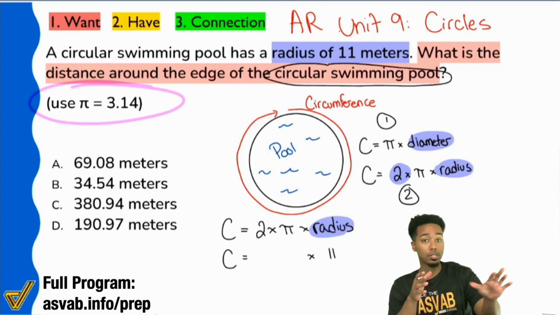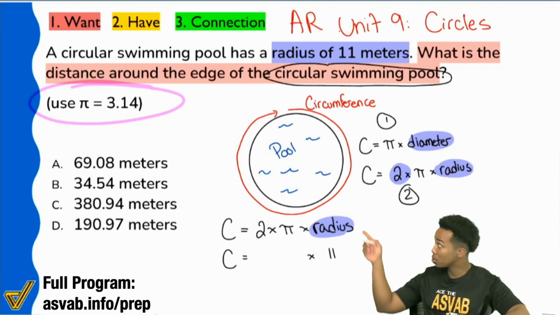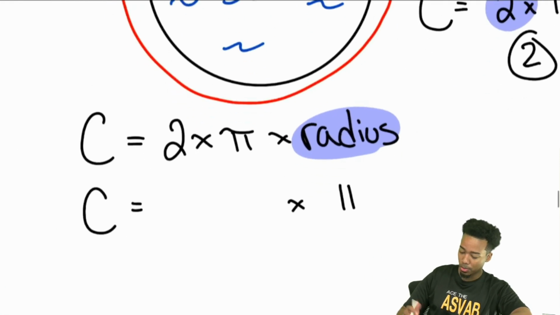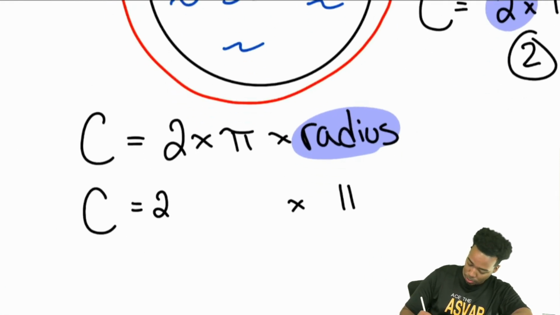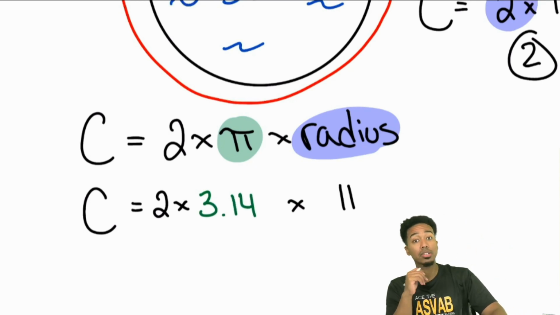Sometimes they'll say leave it as pi. Sometimes they'll say use the replacement 3.14 for pi. They're at liberty to tell you either one. So it tells you 3.14, so that's what I'll do. And I'll go ahead and say we have 2 times 3.14. Let me go ahead and use a green highlight there. Times 11. And that's it. Now it's time to get to work.